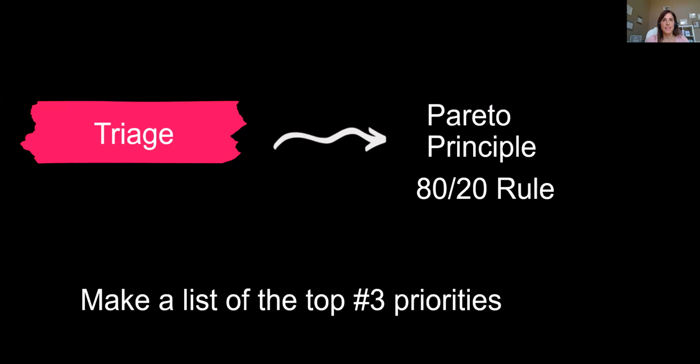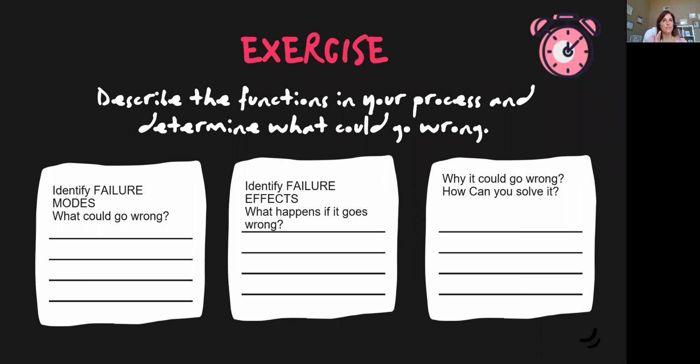Now, to finalize this chapter of skill number 6, try to describe the functions in your process and determine what could go wrong. Again, do this with your team. First, identify the failure modes, what could go wrong. Then identify the failure effects, what happens if it actually goes wrong. That will help you define the severity of the problem, and maybe the occurrence of the problem. And then if it goes wrong, how can you solve it? What could go wrong, what could trigger that, and try to define how you could solve it.